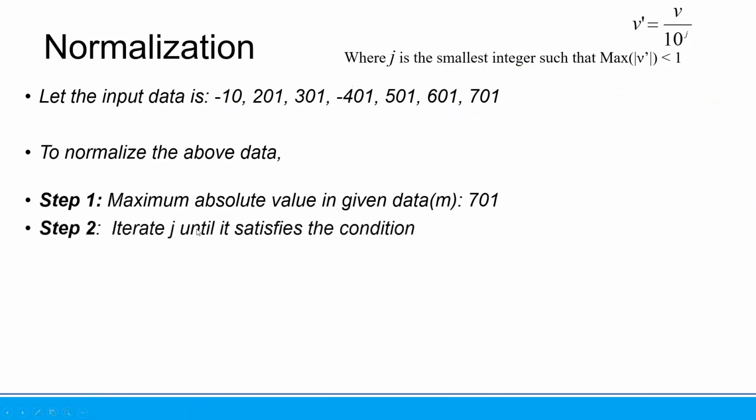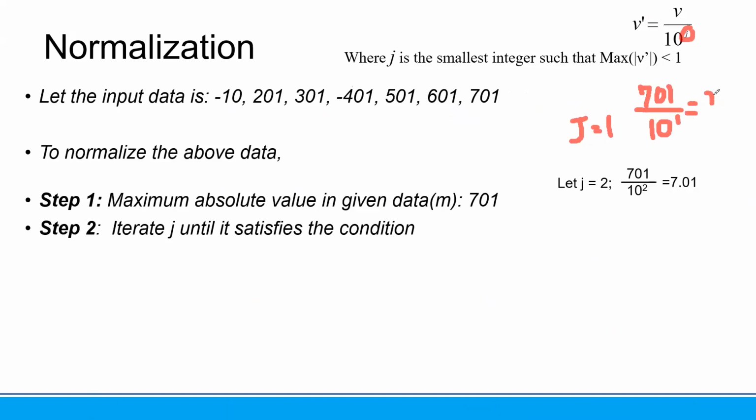Iterate j until it satisfies the condition. So j is the smallest integer. So let's say j starts with 0. Oh, sorry. j starts with 1. j starts with 1. If j is 1, what happened? So we have 701 divided by 10 to the power of 1.